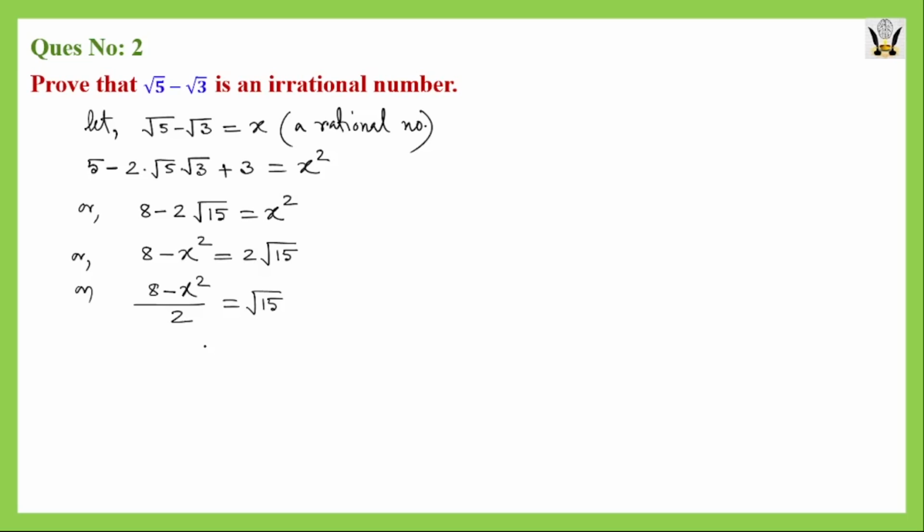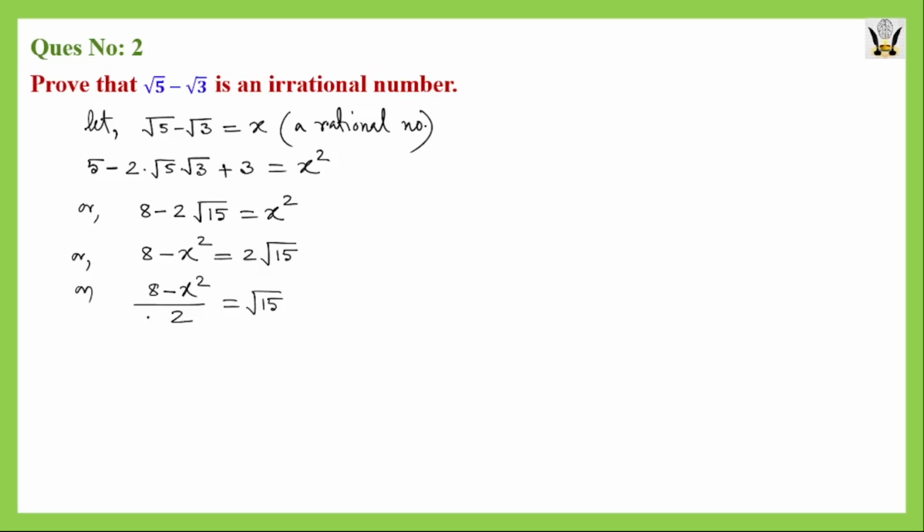That means in this equation on the left side we have a rational number, and on the right side in the same equation we have an irrational number. So this contradicts each other. That means root 15 is an irrational number, and this cannot be a rational number.